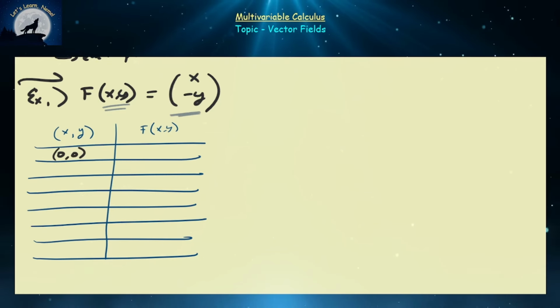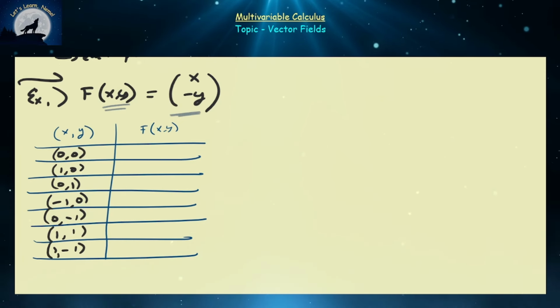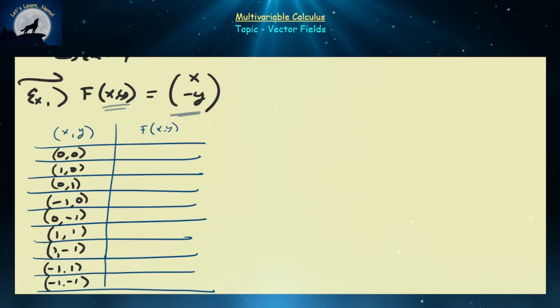So let's consider, for example, the origin 0, 0, 1, 0, 0, 1, negative 1, 0. Let's do 0, minus 1. And then let's do some inner cardinal points, 1, 1, 1, minus 1. Let's do minus 1, 1, and minus 1, minus 1. Right, so hopefully we can get a sense of what the big picture is, and then extrapolate from there continuously.